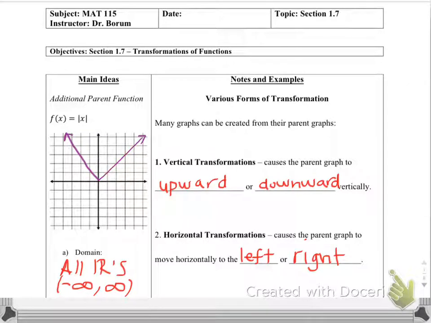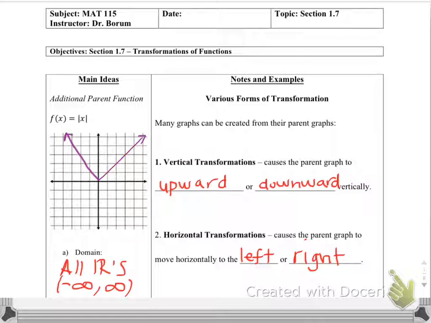Okay, so here is section 1.7, and I don't know if I can do this in one video or two. I might break it up at 10 minutes and then do the remaining half. Okay, so first, before we start transformations, now we're talking about transformations of functions.